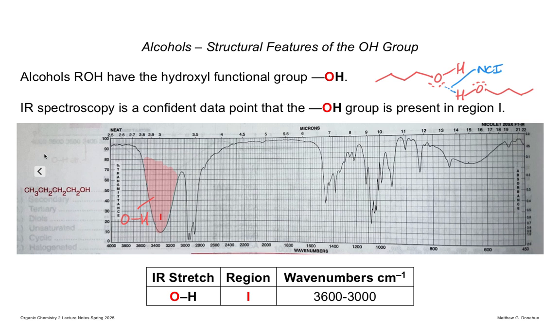And what I mean by that is if we go from sort of the baseline and you measure that distance, you see that signal spans quite a large wave number region. And so that's what we mean by broad. And that's due to the hydrogen bonding. So you see that, you can immediately say, okay, it's got an OH group.